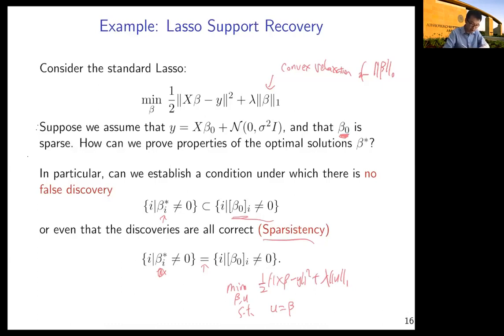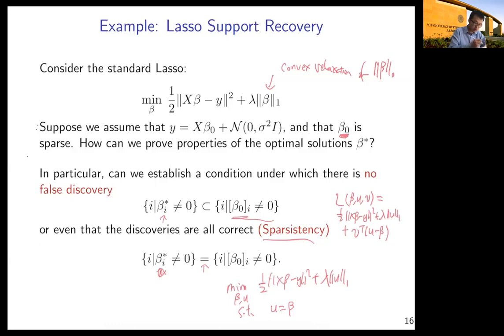So that we can decouple the two terms, and then we can derive the Lagrangian of beta, u and the dual parameter v. So this is equal to half x beta minus y squared plus lambda times the one norm of u plus v transpose (u minus beta). Okay, and then by the stationarity condition, we take the gradient with respect to beta and u and assign it to 0. And now it decouples, so it becomes relatively easy.